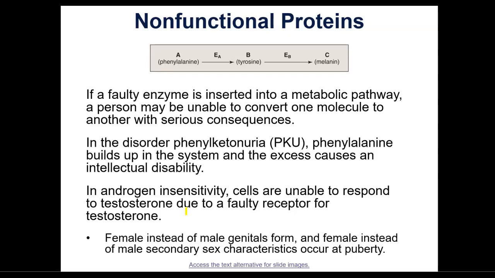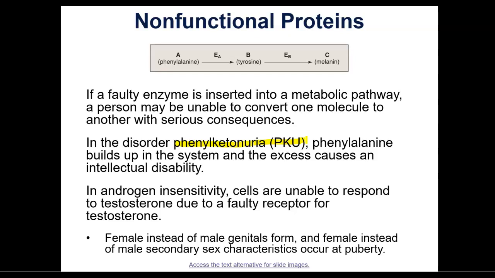All right, non-functional proteins. There's a little information here about non-functional proteins. It tells about the disorder PKU, or phenylketonuria, in which phenylalanine builds up in the system and it causes an intellectual disability. Although if you remove phenylalanine from the person's diet, that is a good treatment, and they can be pretty normal as long as you remove phenylalanine. They can't eat any foods that contain phenylalanine.